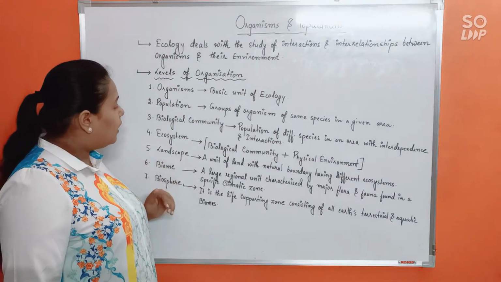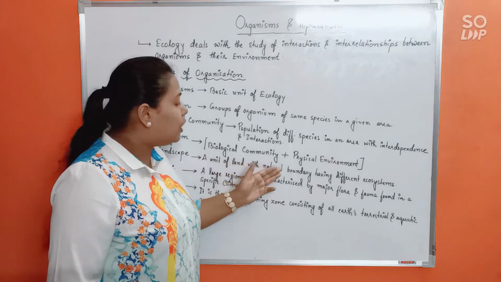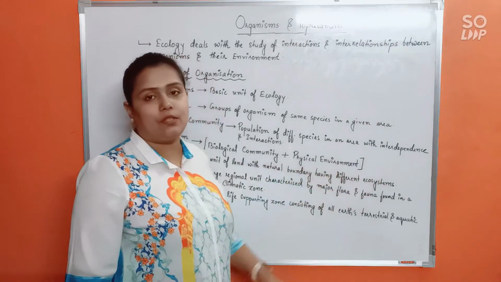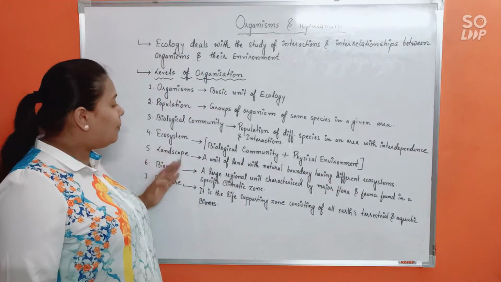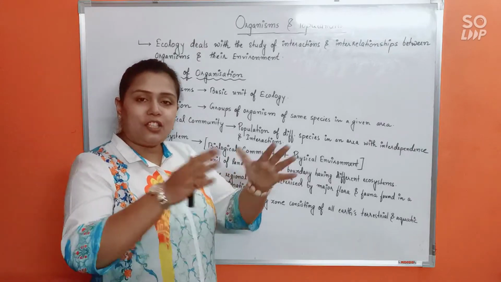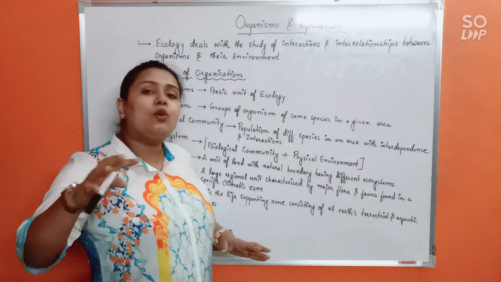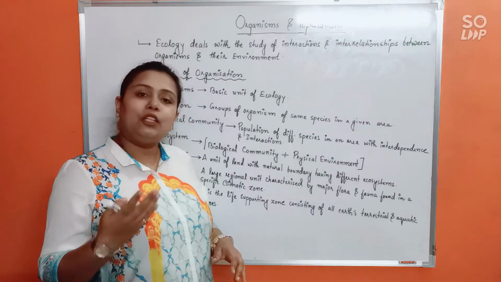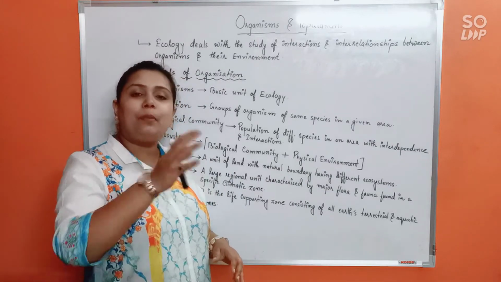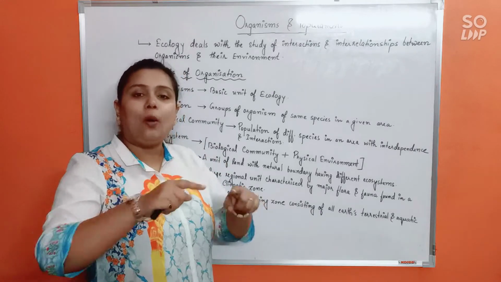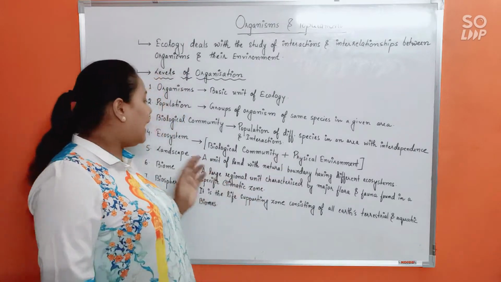Next, landscape. A unit of land with natural boundary having different ecosystems. So landscape means a large area which has its own boundary and where many ecosystems will lie. Now that you know what an ecosystem is, many ecosystems under a common boundary will form a landscape.